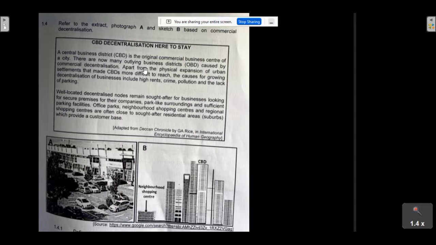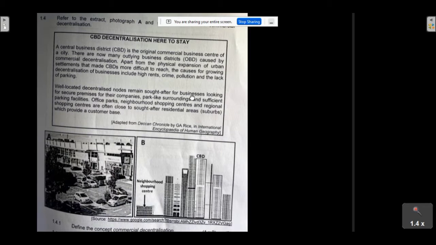There are now many outlying business districts, which is the OBDs. So these are like the other business districts, which are basically located far away from the CBD, or maybe neighboring the CBD, due to many reasons that we shall explore. So now there are many of these. For an example, like Sandton, I've made an example of that. So of course you'd have your CBD. In the US they say it's the downtown, and then you'd have other business districts. So these are caused by commercial decentralization.